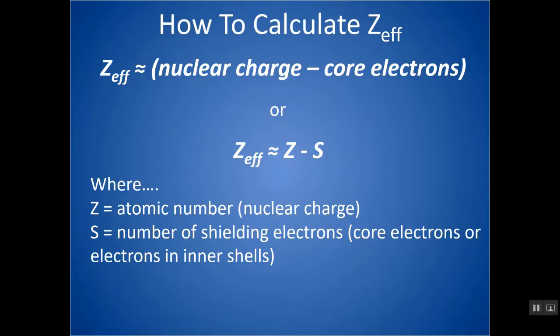Neutrons have no charge, so whatever number of protons you have, that's the charge of the whole nucleus. And you would subtract out any shielding electrons. Shielding electrons are defined as core electrons, or electrons in inner shells. So any electrons that are in a shell below the one you are looking at. We don't include electrons that are in the same shell or the same energy level, just ones that are below the ones we're looking at.